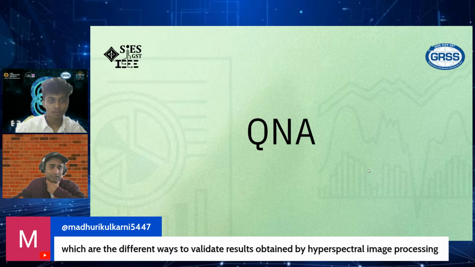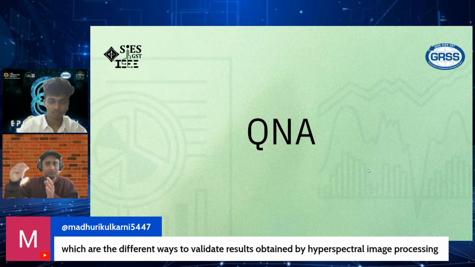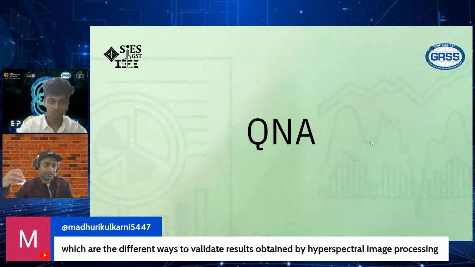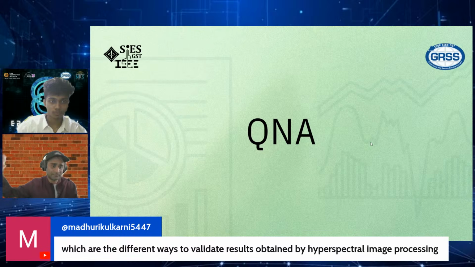So one question is, what are the different ways to validate results obtained by hyperspectral image processing or multispectral image processing? The example that I showed is the basic one. But if you are going for validation, then you go to the field, collect the data, label the data, and then validate that.